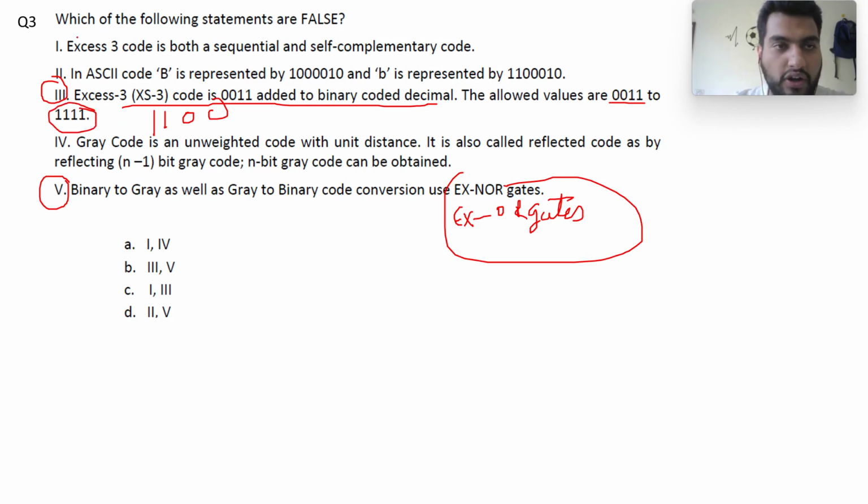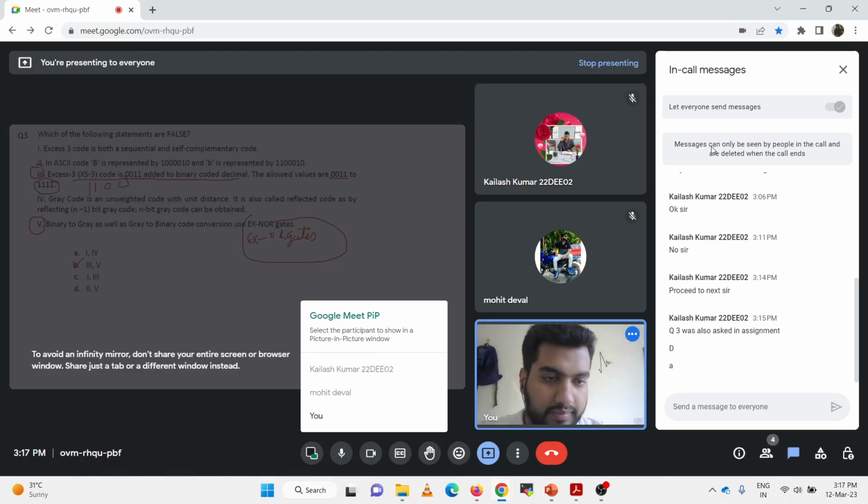So 3, and then all other statements are true. So 3 and 5 are incorrect. So option B is the right answer. I think you got confused with the true statements, that's why.